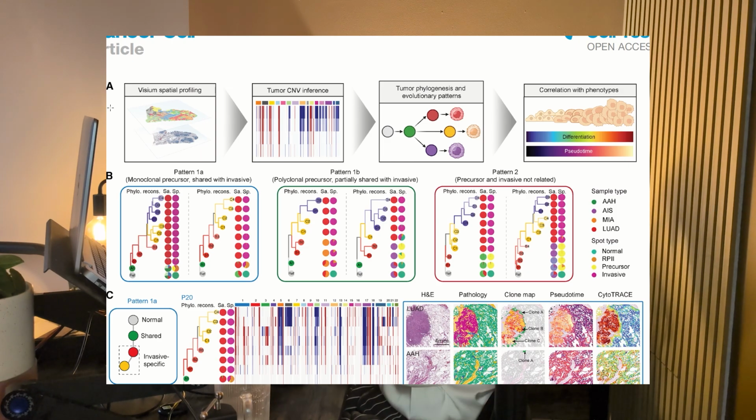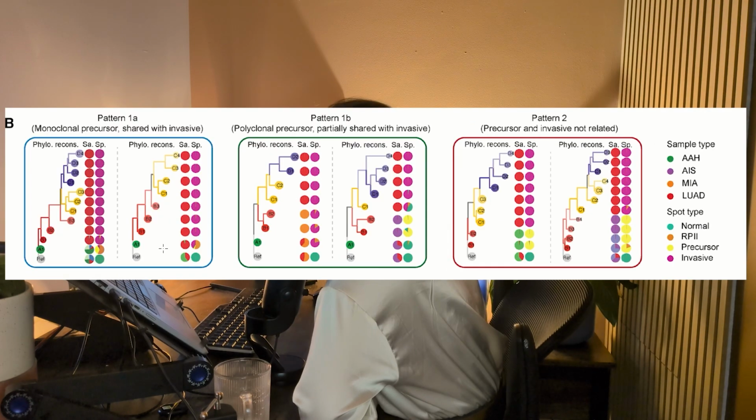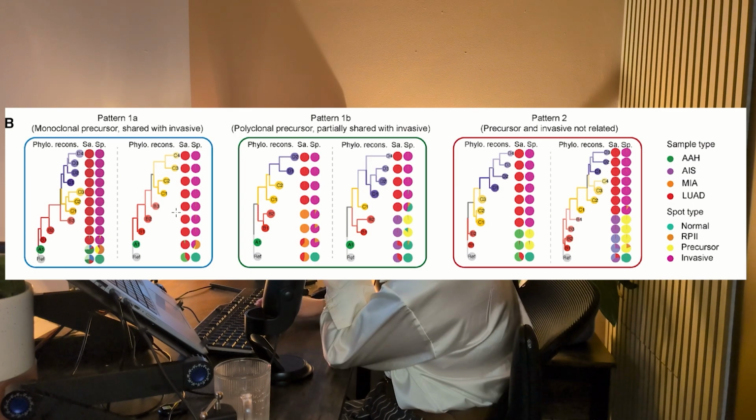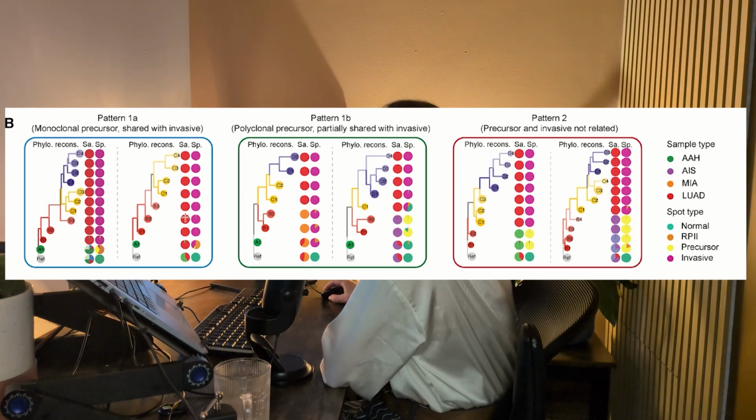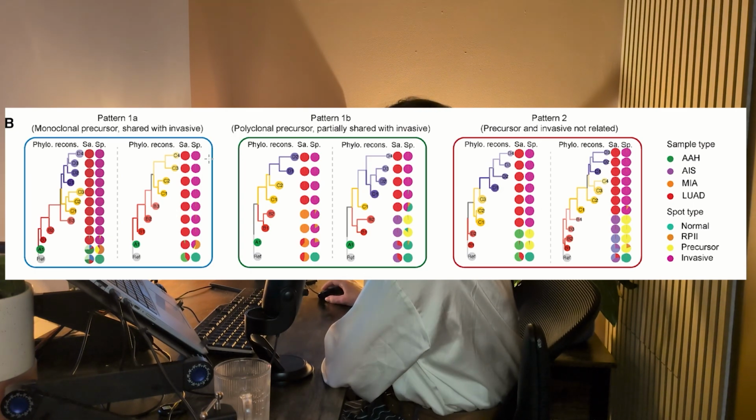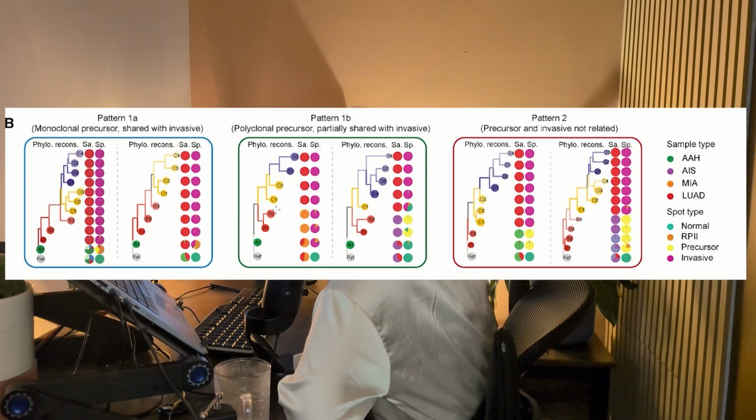Finally, they use these clone calls to reconstruct patient-specific phylogenetic trees, layering each clone back onto the tissue in physical space. Panel B summarizes the evolutionary patterns they identify across patients. There are two main categories, pattern 1 and pattern 2.